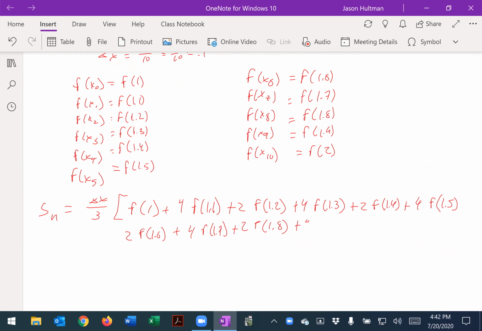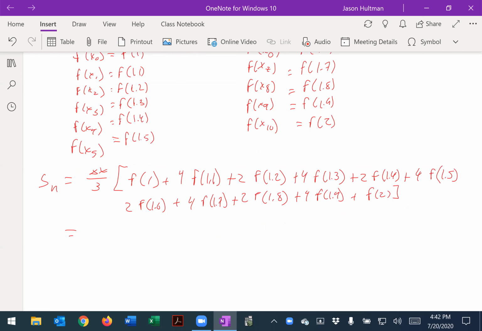We want to start on a 4 and we want to end on a 4. That's why we needed an even number of intervals, but it gives us an odd number of terms. So we get these bookends here. 4 times f of 1.9 plus, and then the bookends do not have any coefficients, so this is f of 2.